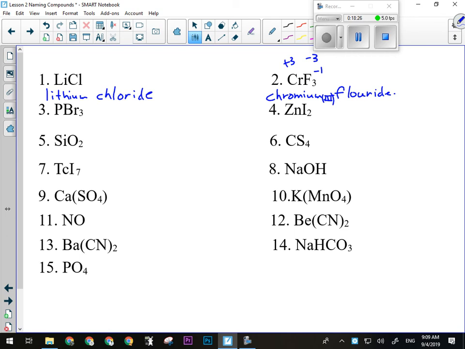All right, number 3, I've got phosphorus and bromine together. Ionic or molecular? Molecular, they're both non-metals. Phosphorus is only 1, so I don't need to put anything in front of it. So we'll have phosphorus tribromide.